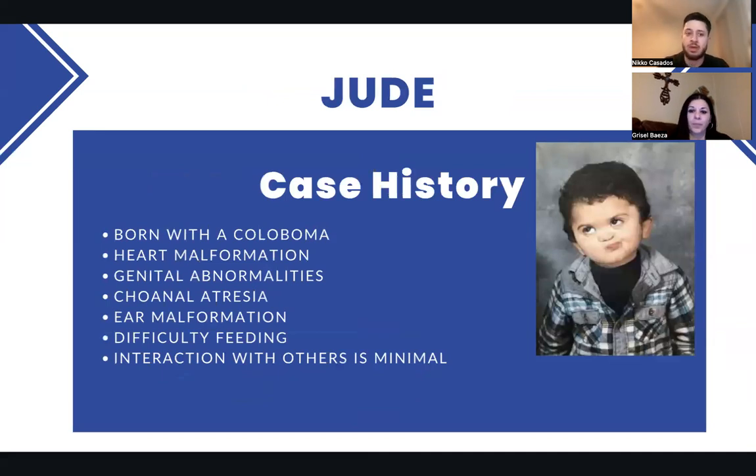Okay, so our second client's name is Jude, and Jude was born with coloboma, some history of heart malformations, genital abnormalities, choanal atresia, ear malformations, difficulty feeding, and some difficulties with his interactions with others. More specifically, he has minimal interactions with his peers.